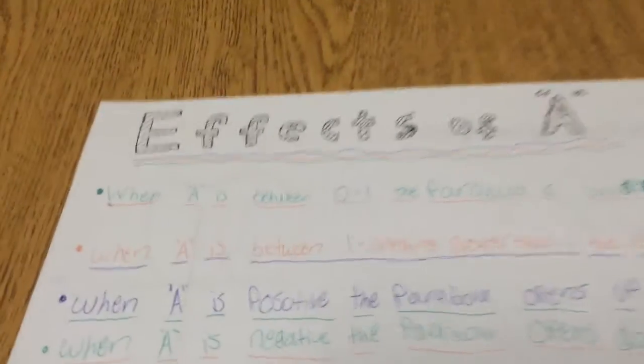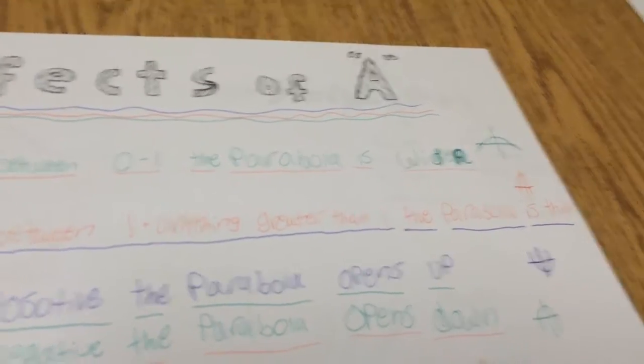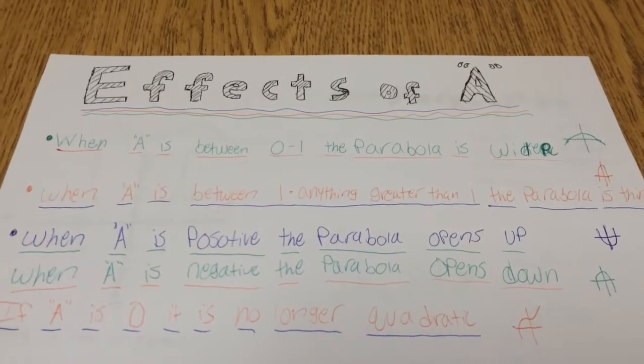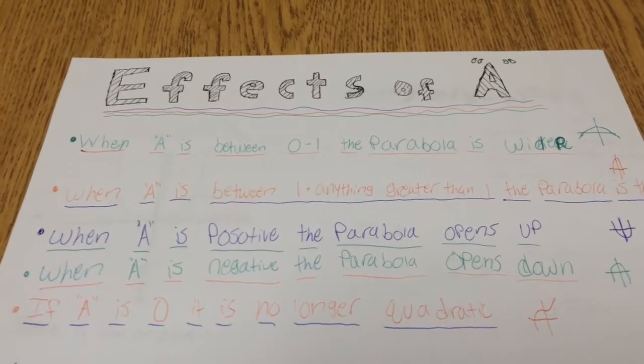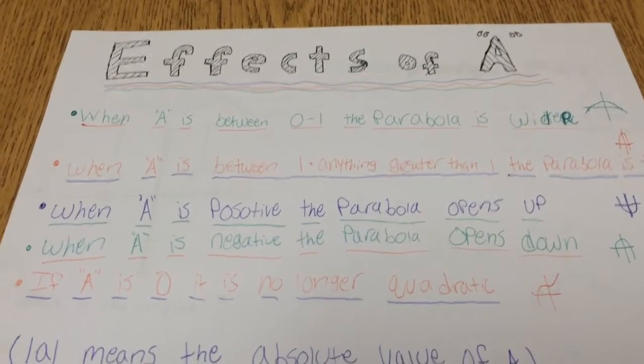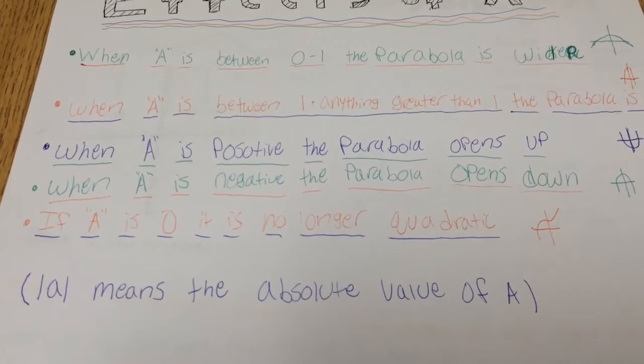Effects of A. When A is between 0 and 1, the parabola is wide. When A is greater than 1, the parabola is thin. When A is positive, the parabola opens up. When A is negative, the parabola opens down. If A is 0, it is no longer a quadratic function.